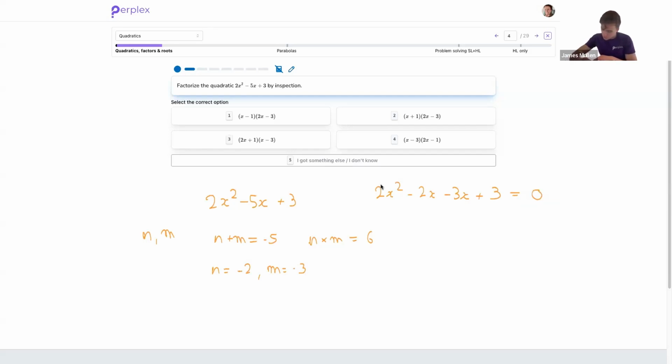So now in the first two terms, I notice I can factor out 2x, so 2x times x minus 1. And in the second term, if I factor out 3, minus 3 times x minus 1 is equal to 0. So this becomes 2x minus 3 times x minus 1. And that is option number 1.